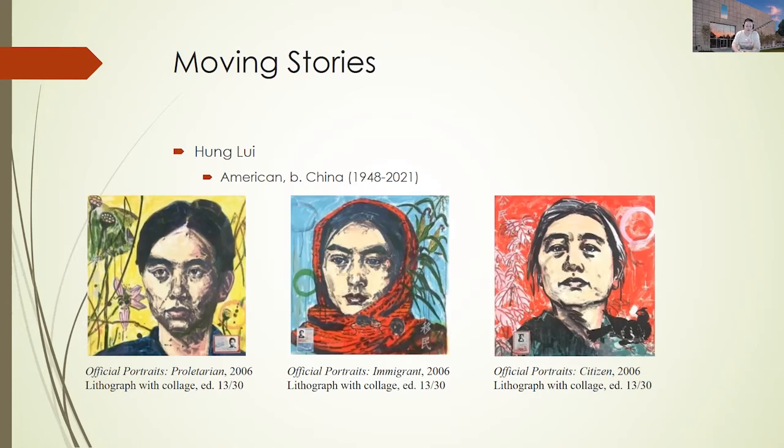But these are all self-portraits. And if you notice in the bottom corners, there's also an ID, and that is an actual ID of Hung Lu that she incorporated into these pieces. And they are all called Official Portrait, but have different subtitles. So the first one is Proletarian. And the second one is Immigrant. And then the third one is Citizen. These were all done in 2006.